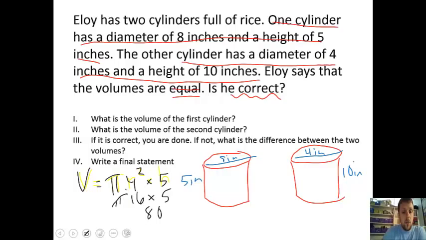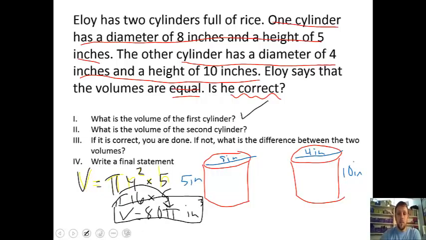I'm also going to commute the pi over here, and I'm going to leave it perfect. That's why I'm not multiplying my 80 times pi. Now, some questions might want you to multiply 80 times pi, and that's great, but for right now, we don't have to. And also, we need to put inches cubed. Okay? So we've done our first one.